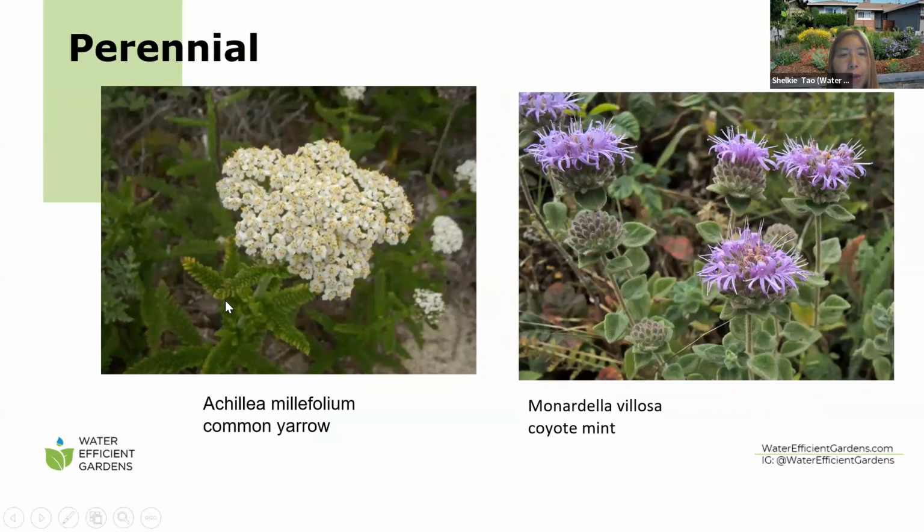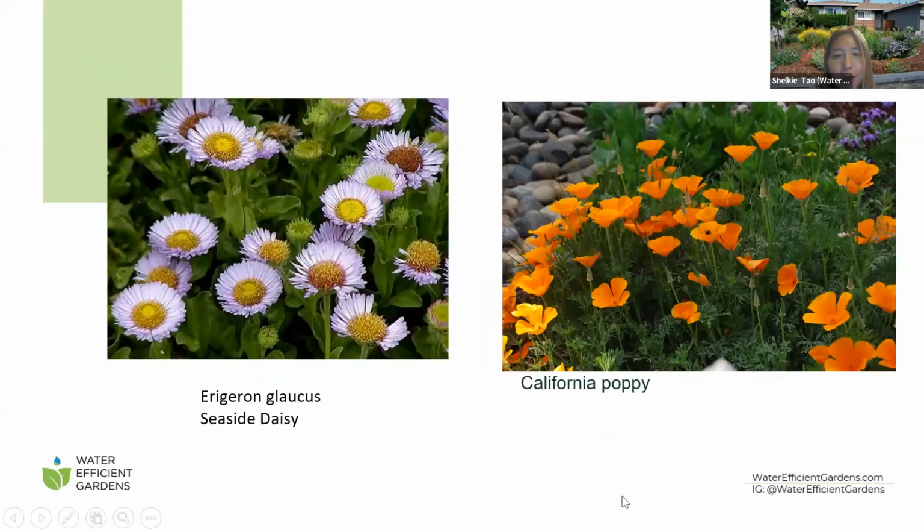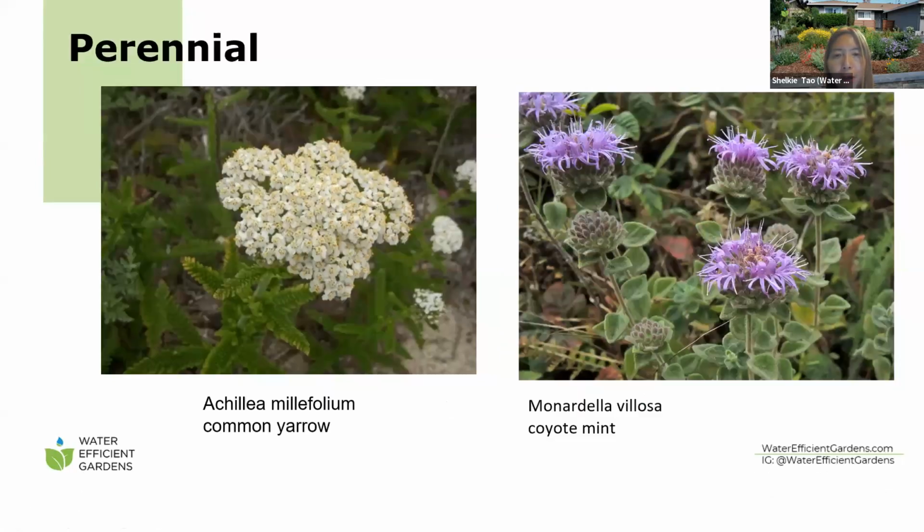Then we can also fill out the space with perennials, like the common yarrow and the coyote mint. The leaf can be used to make tea. I once did a project where the homeowner specifically asked me to put some coyote mint in the garden because he wants to make tea out of it. Also seaside daisy, and of course the poppy. So we have a long list of very attractive shrubs and perennials that we can pick and use for our garden.